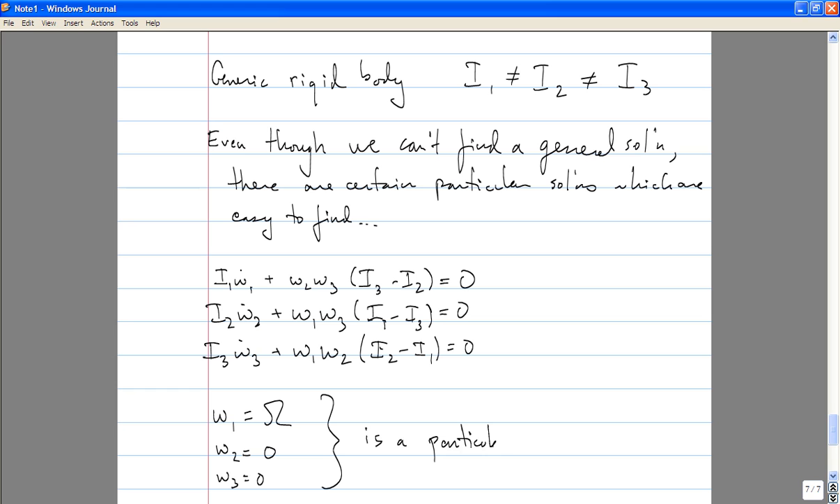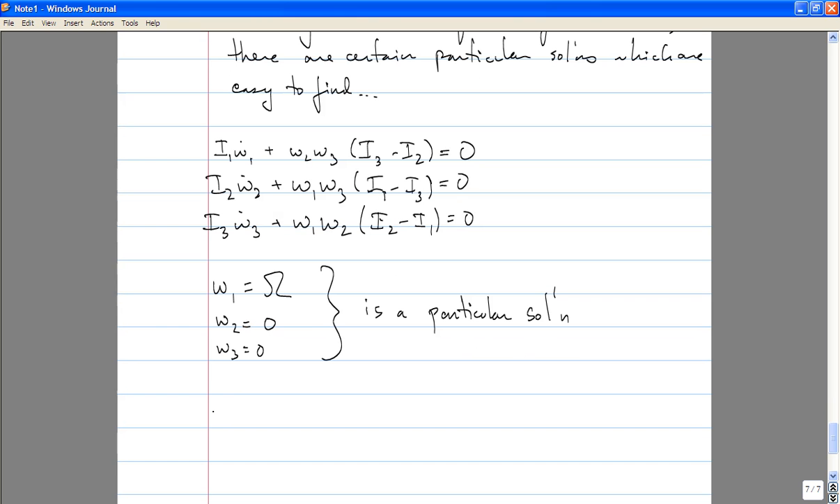So what we've seen is that one solution to the equations of motion for an arbitrary rigid body is a rotation about one of the principal axes. Let us now ask whether this solution is stable. So you now know very well how we go about addressing this question. We start by asking what happens if we add a small perturbation to the solution.